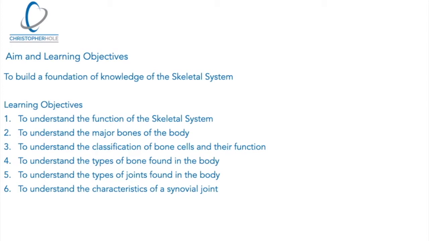So there are going to be 6 things that you're going to be learning. That's going to be to understand the function of the skeletal system. We're going to start off with the function of the skeletal system as a whole. Then we're going to start breaking it down and looking at major bones of the body, to understand classification of bone cells and their function, to understand types of bone found in the body, to understand types of joints found in the body, and then to understand the characteristics of synovial joints.